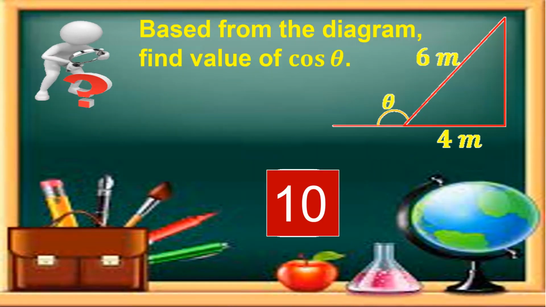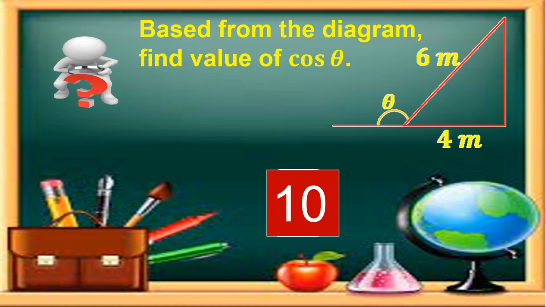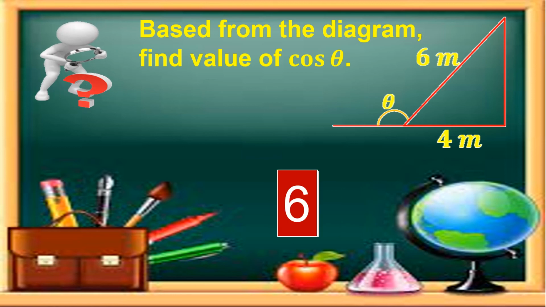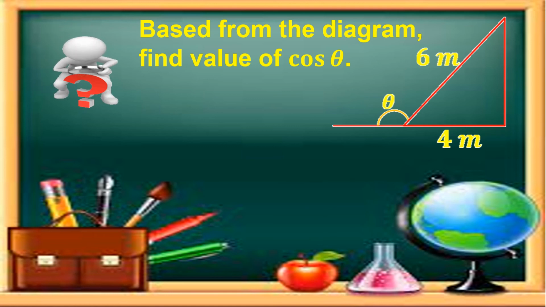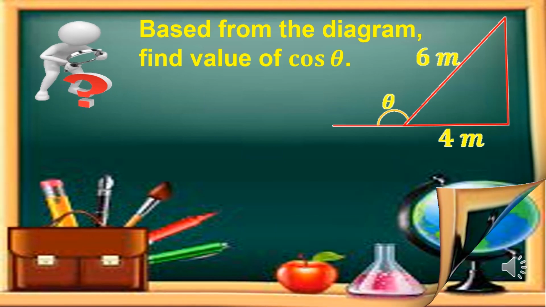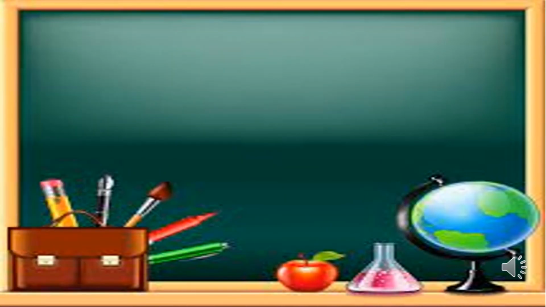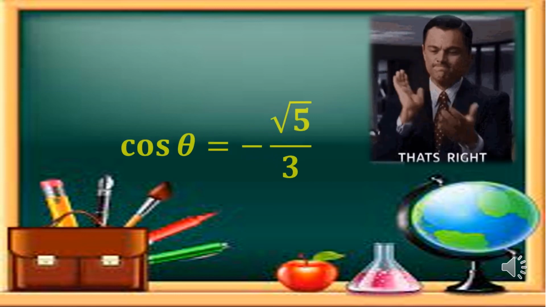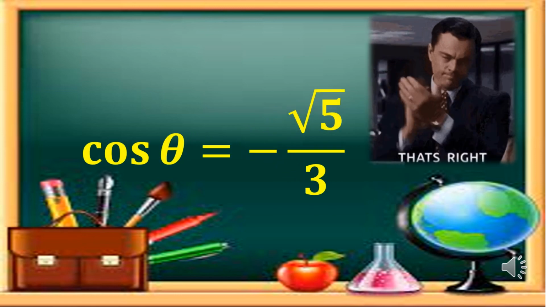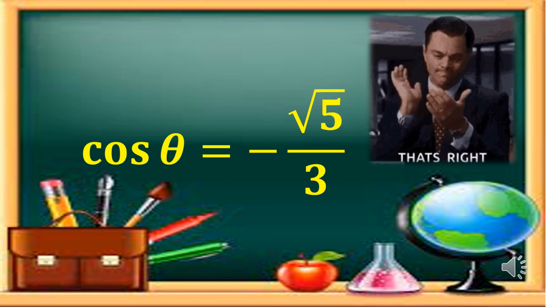Now let us have a short quiz again. So based from the diagram, find the value of cosine theta. Timer starts now. Time is up. What is your answer? That's right. The answer is cosine theta is equal to negative square root of 5 over 3.